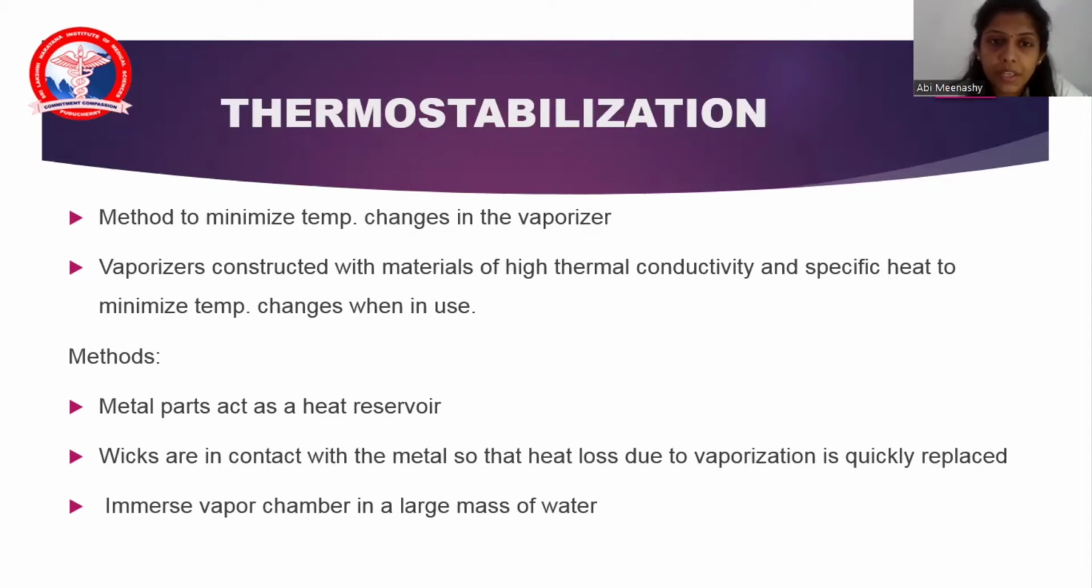The method to minimize temperature changes in the vaporizer is called thermostabilization, so that the temperature remains stable. Vaporizers are constructed with materials of high thermal conductivity and specific heat to minimize temperature changes when in use. Methods: metal parts act as heat reservoir. Wicks are in contact with the material so that the heat loss due to vaporization is quickly replaced. Immerse the vapor chamber in a large mass of water.